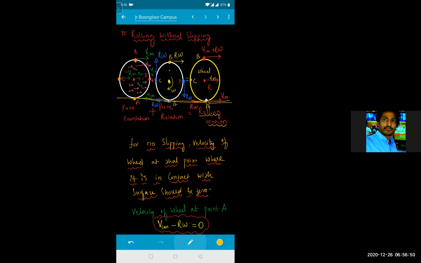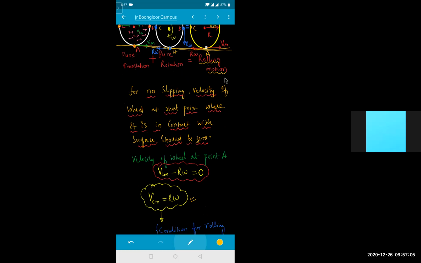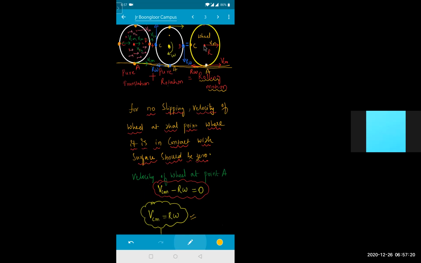And now at point A, if this VCM and this R omega are the same, what am I getting at point A? 0. At point A, VCM and R omega are the same. Now you take R omega here and this one is also R omega. Both are equal and opposite, so they get cancelled. So at the point of contact, the velocity is 0. That is the condition for rolling of your body.